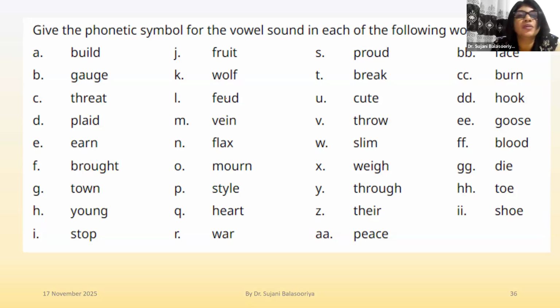So today also, I am giving a long list of words. And what you need to do is to give the phonetic symbol for the vowel sound in each of the following words. Now, each word has a vowel sound, right? Each word contains a vowel. You need to find it and write it using the phonetic symbol, because in the note I have given the phonetic symbols of all the monophthongs and diphthongs. So you try this when you study the module, not now, because it takes a long time, right?